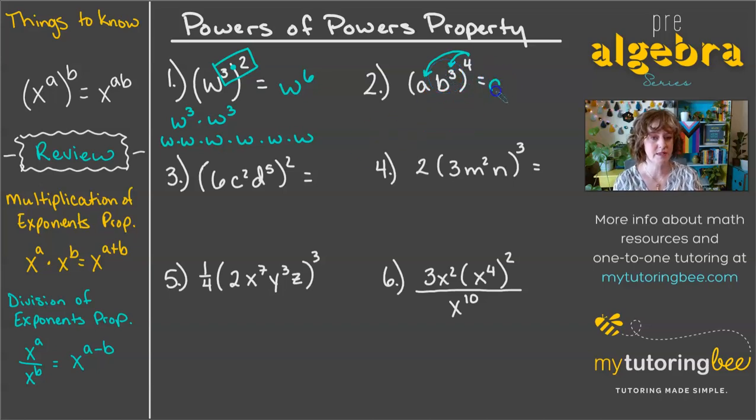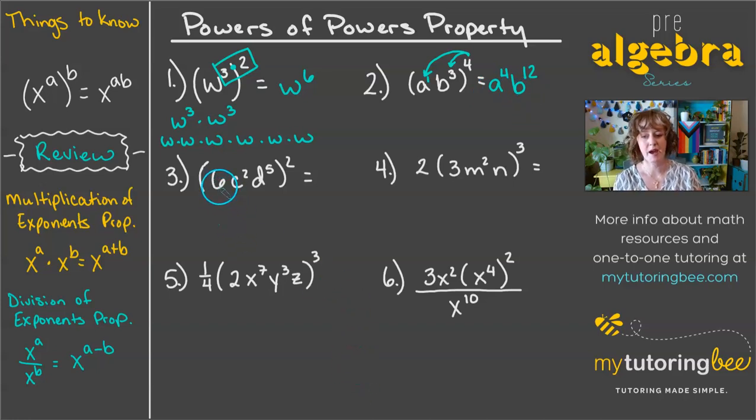So then that would give us a to the 4th, right? Because this original a to the 1st power, we don't normally see the 1 when it is an exponent of 1. We don't normally write it. And then we're going to multiply 4 times 3 to give us b to the 12th power. So that's our simplified answer there.